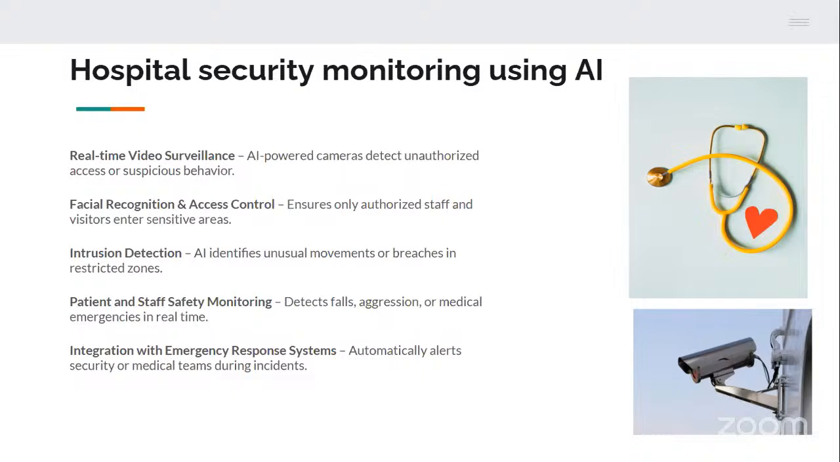It also helps with access control. Many times, I have personally seen doors open in many of the server rooms of hospitals, which is a huge security risk. Even though there is a CCTV camera, if any change happens, we can't do anything. Then there is intrusion detection, where AI identifies unusual movements or breaches in a restricted zone.